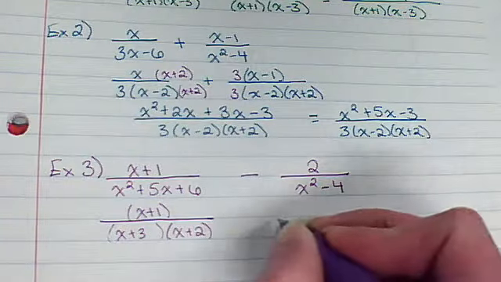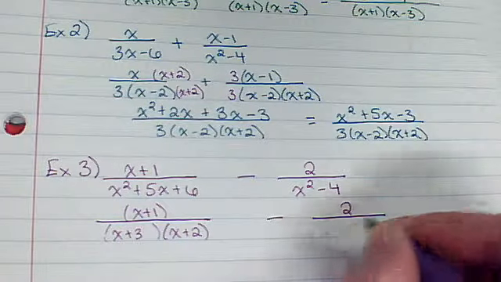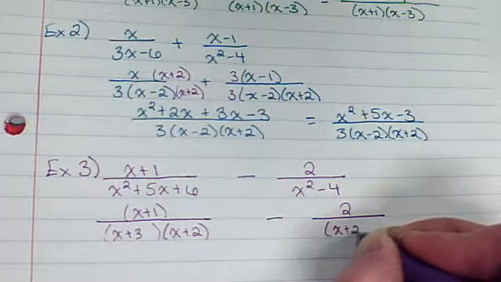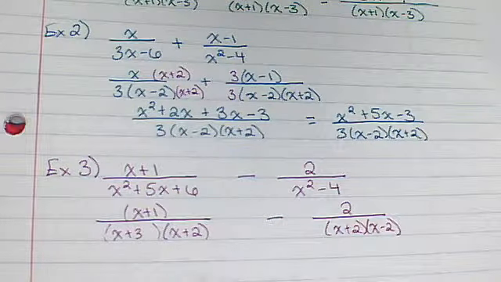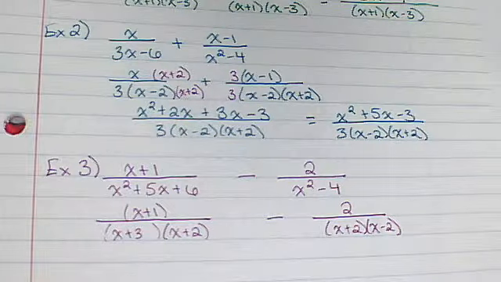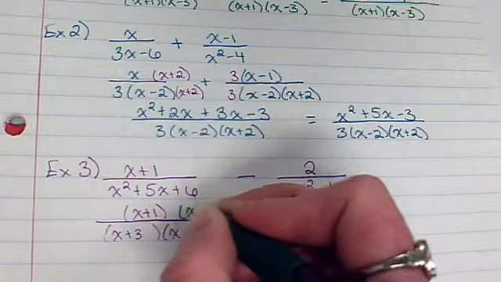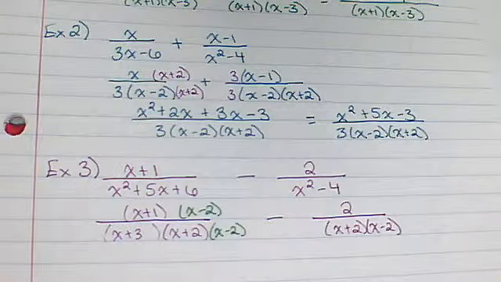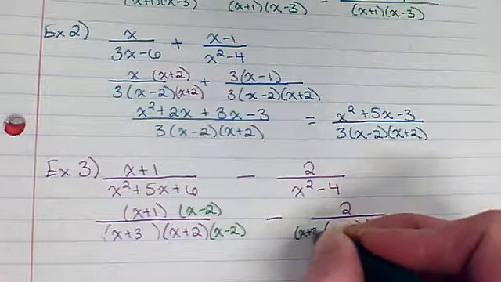And I'm going to give myself a little space here. And this is easy too. This is x plus 2 and x minus 2. So now they both have an x plus 2, but I look for what they need. This one needs an x minus 2. And this one's going to need an x plus 3 to make a match.